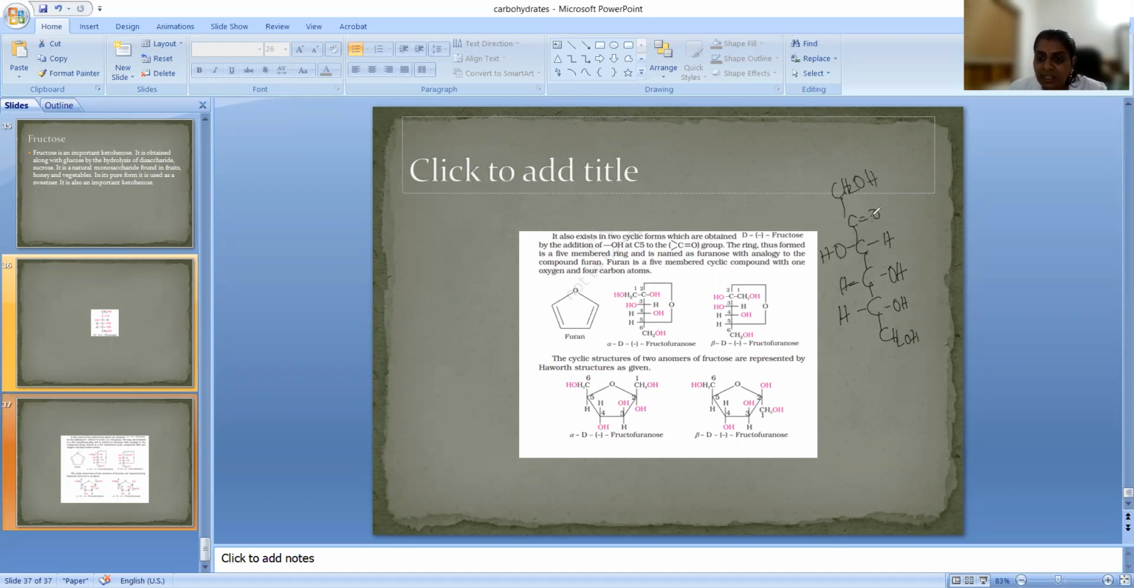In glucose, the aldehyde group was fusing. This keto group will fuse with this OH, and we get a structure. But it is not a 6-membered ring. How many members does it have? 1, 2, 3, 4, 5-membered ring we are getting. So it does not resemble pyran, it resembles furan. Furan is a 5-membered ring with one oxygen atom. So it will resemble a furan, because this CH2OH is not included in the ring. That is the reason.